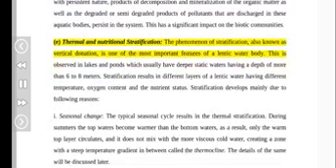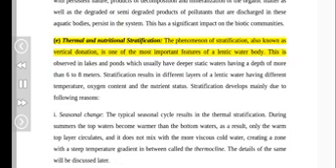E. Thermal and nutritional stratification. The phenomenon of stratification, also known as vertical zonation, is one of the most important features of a lentic water body. This is observed in lakes and ponds which usually have deeper static waters having a depth of more than 6 to 8 meters. Stratification results in different layers of a lentic water body having different temperature, oxygen content and nutrient status.